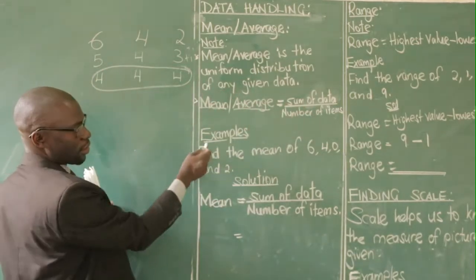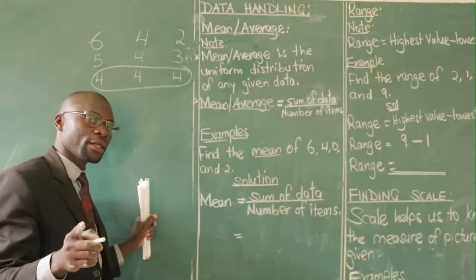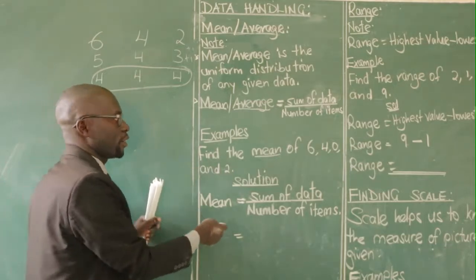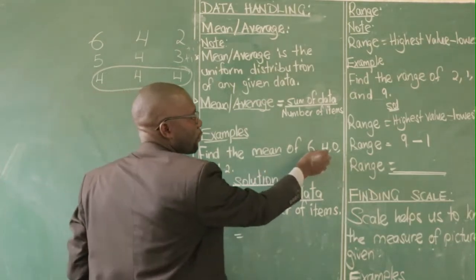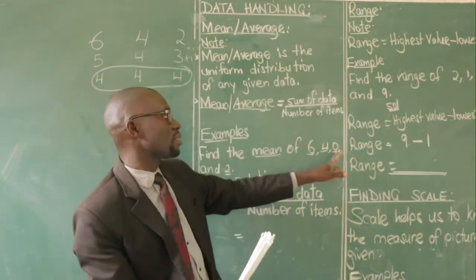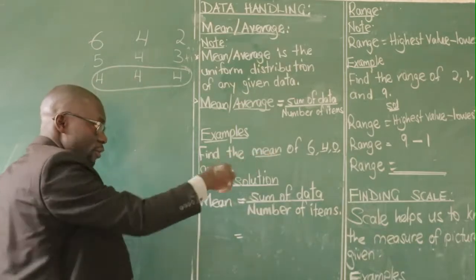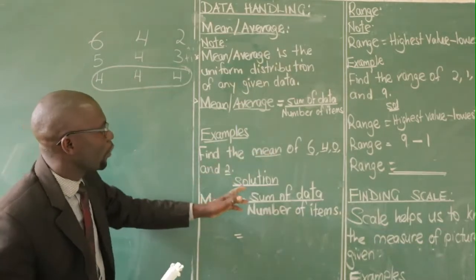But let's look at this example here. Find the mean. Another word that we can use for mean is average, of 6, 4, 0, and 2. Don't say that 0 is nothing. 0 is very important in this case. There is someone who received 0. So now we have our solution.